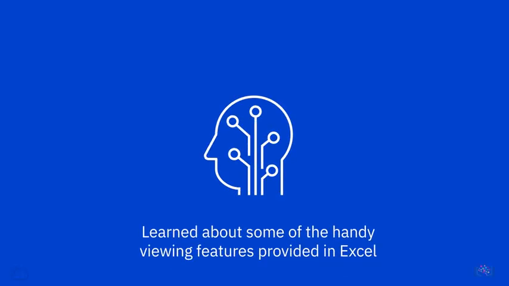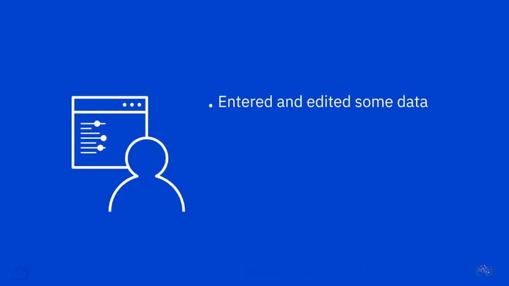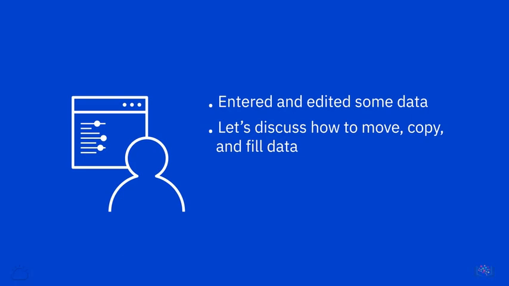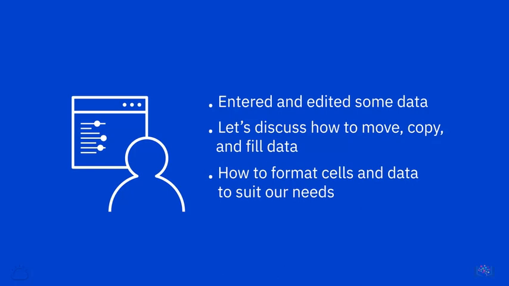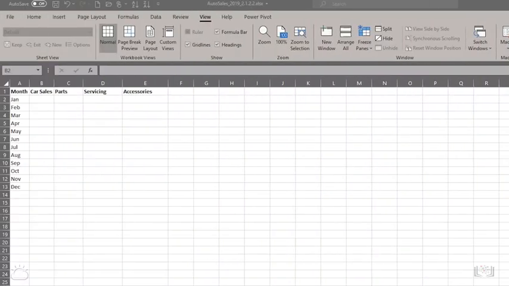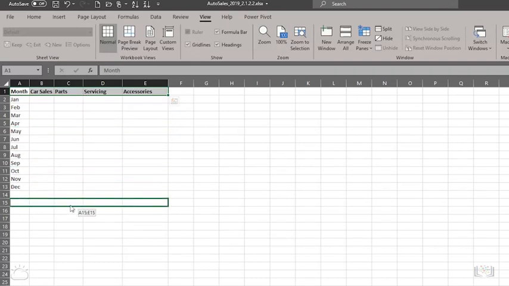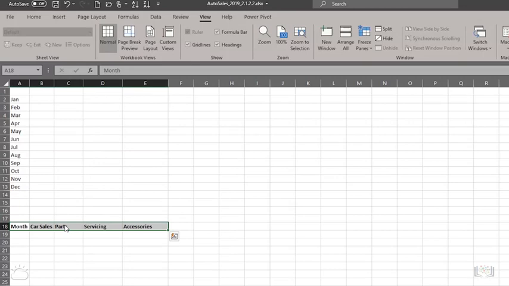Now that we have learned about some of the handy viewing features provided in Excel and entered and edited some data, let's discuss how to move, copy, and fill data and how to format cells and data to suit our needs. The first thing we are going to discuss is how to move data. So if you select a range of cells, in this case the headings in A1 to E1, and then hover over the top or bottom edge of a selected cell, you will see the Move pointer. Then you can drag the selection to another place on the worksheet.